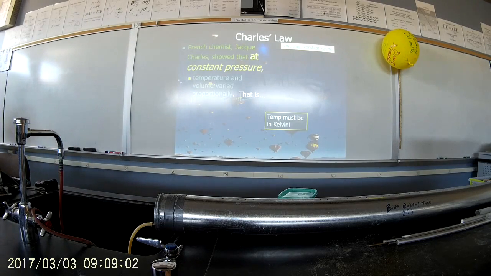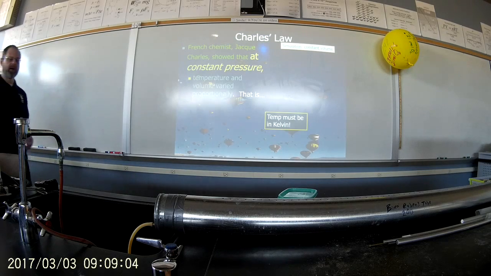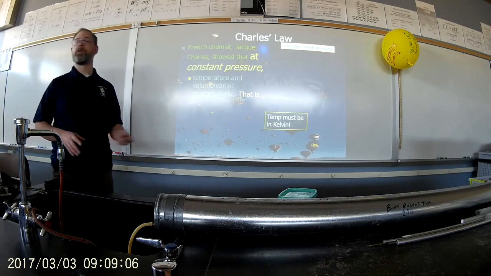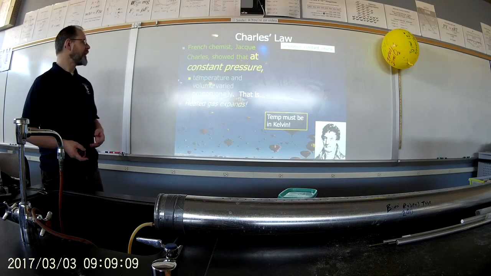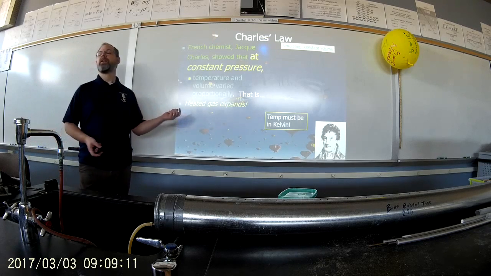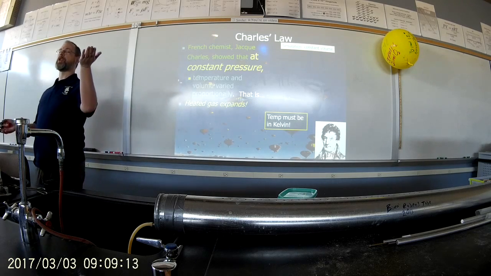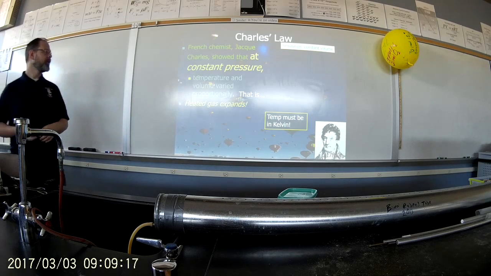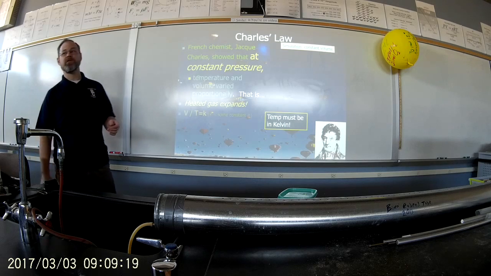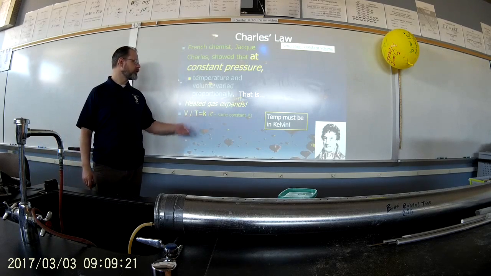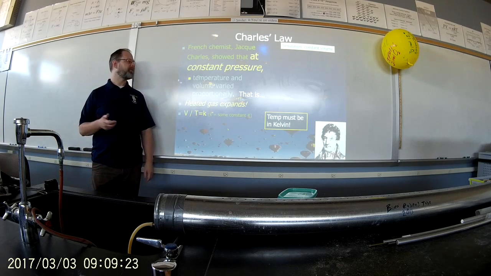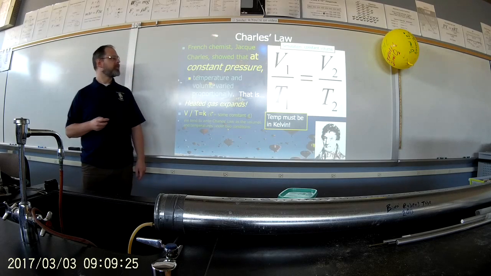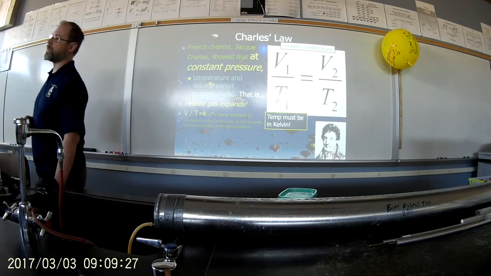So that's Charles' law. Charles' law relates the temperature and volume relationship. So we say they vary proportionally. That is, when we increase the temperature, we increase the volume. Increase temperature, increase volume. So we tend to show proportional relationships like this: V over T equals K. But for us, we find this to be more useful, that V1 over T1 equals V2 over T2.